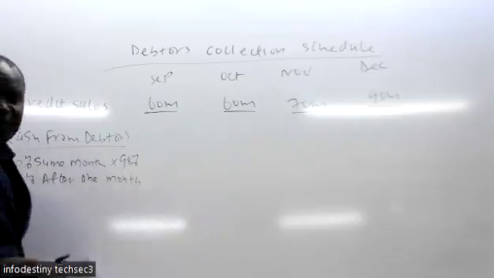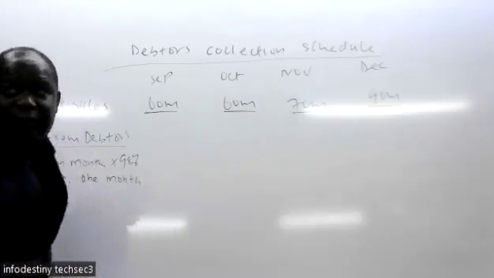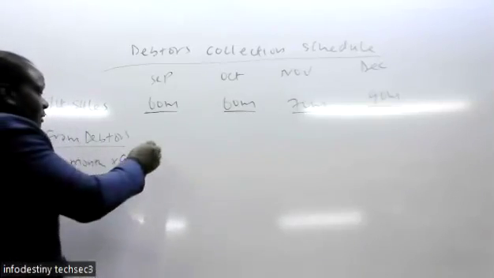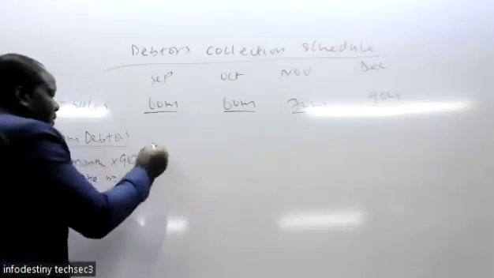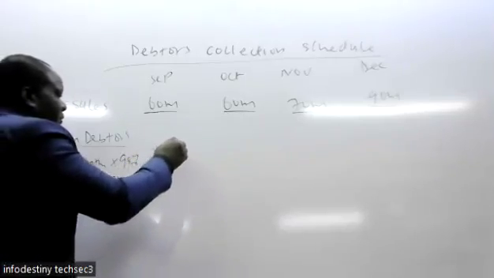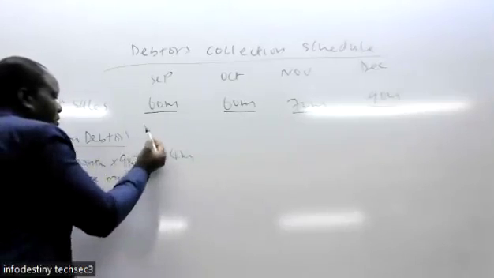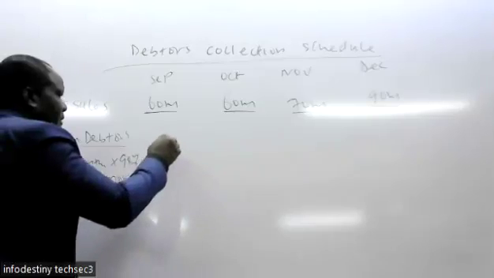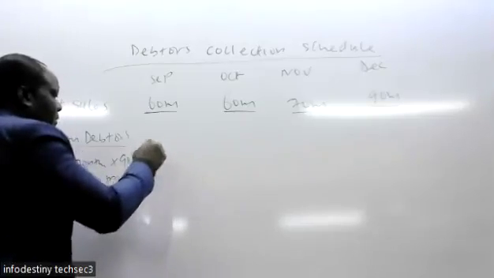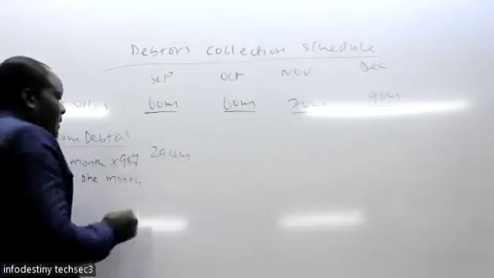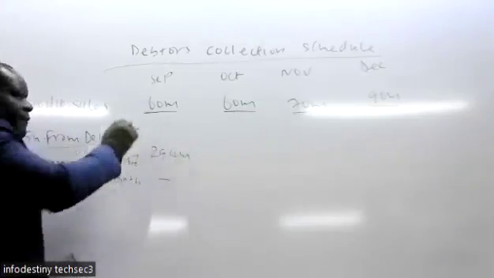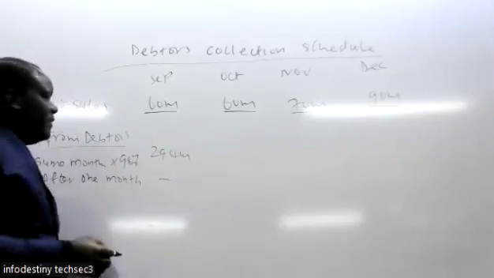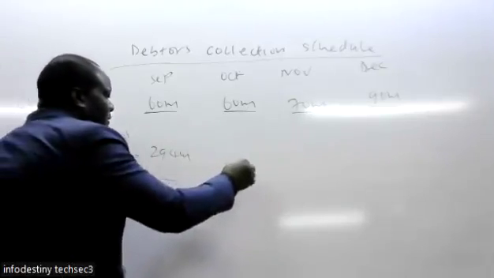Exactly 29.4. So 29.4 million is now received in that same month. Then another 50% of the same figure. You see that the other 50%, after 1 month, is 30 million.